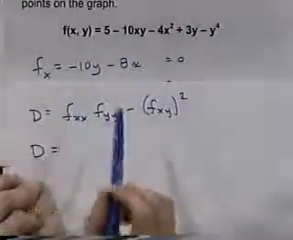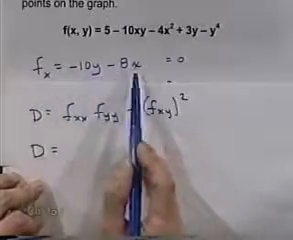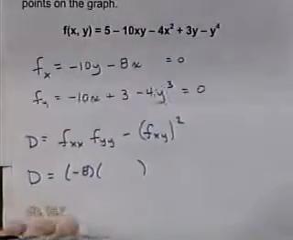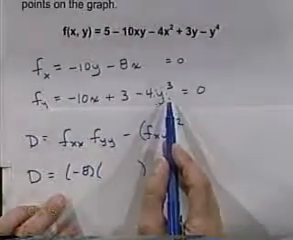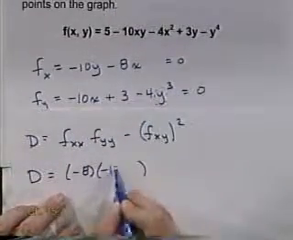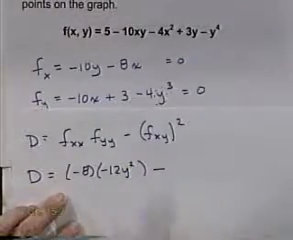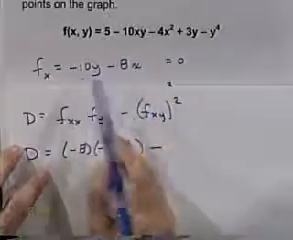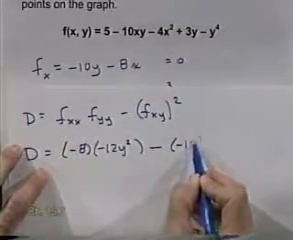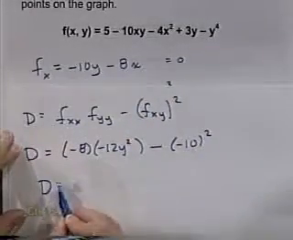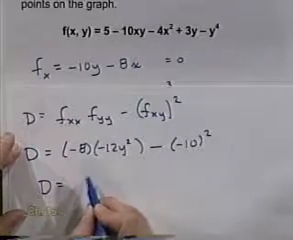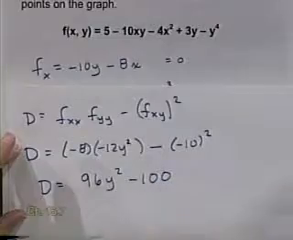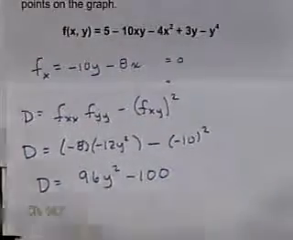Your fxx here is going to be, the derivative of that with respect to x is a negative 8. fyy, the derivative of that with respect to y is going to be a negative 12y squared. Minus, if I go fxy, if you take the partial of this with respect to y, you're going to get a negative 10. So my discriminant is going to be a negative 8 times a negative 12 is a 96y squared minus 100. All right, that's all my discriminant is.